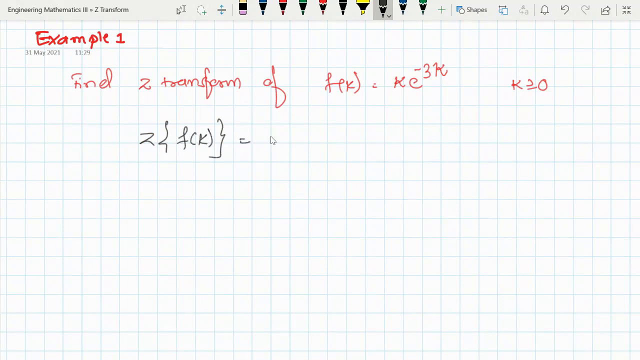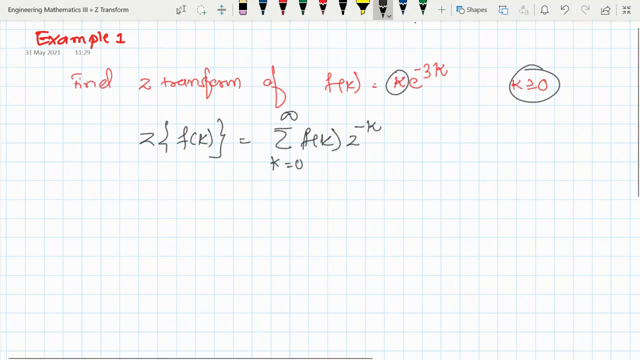The Z transform of f(k) is the summation of f(k) z raised to minus k, where k runs from 0 to infinity, as we know k is greater than or equal to 0. Now substitute. But there is a multiple of k, so we use the multiplication by k property. What is the multiplication by k property?